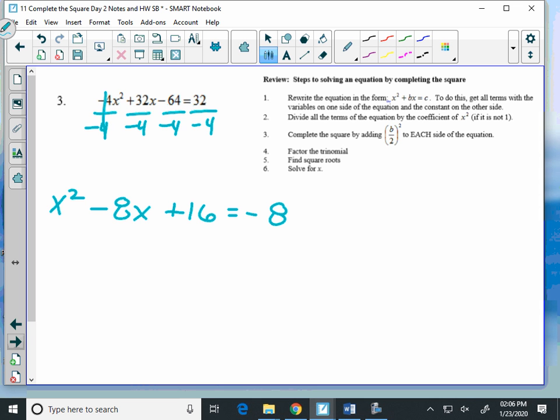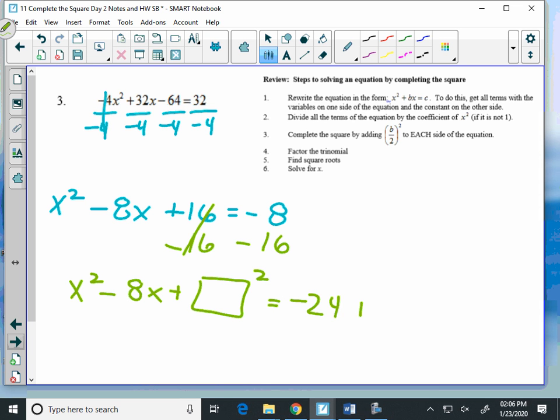Then what's our next step? Move the 16 over. Yes, there's a negative 8 there. That's okay. You're just going to move that negative 16 over to be with that negative 8. So we're left with x squared minus 8x plus your box squared equals, what's negative 8 minus 16? Negative 24 plus your box squared.